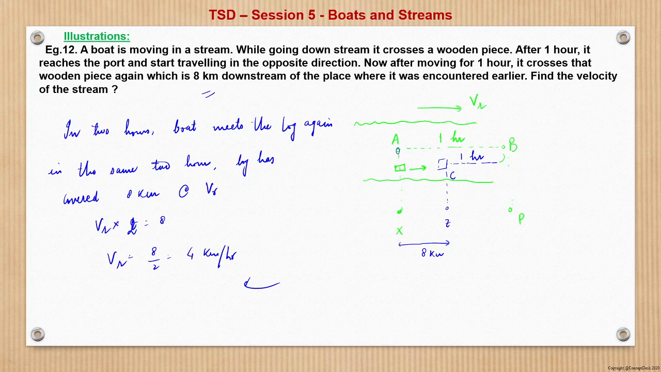So basically, if this information was not given, after 1 hour it reaches the port, and now after traveling, after moving for 1 hour, it crosses. If this information was not given, then also the problem would have been solved. This piece of information is redundant here, right? So with this, we can get the answer as 4 km per hour.